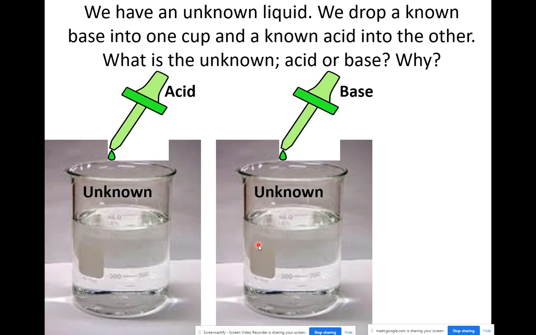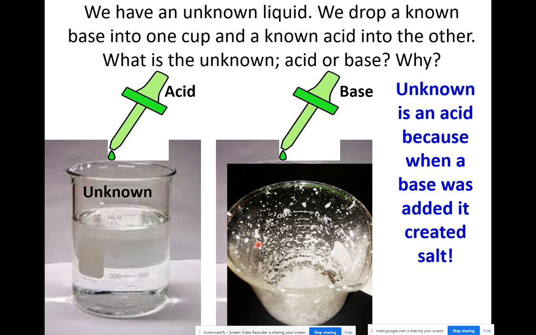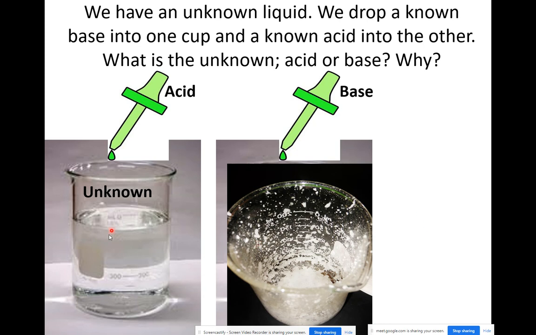Okay? So here's what happens. When we drop the base in, when we drop the acid in. So this unknown liquid, we dropped the base in and that happened. We dropped the acid in and nothing happened. Was this unknown an acid or a base? What do you think?